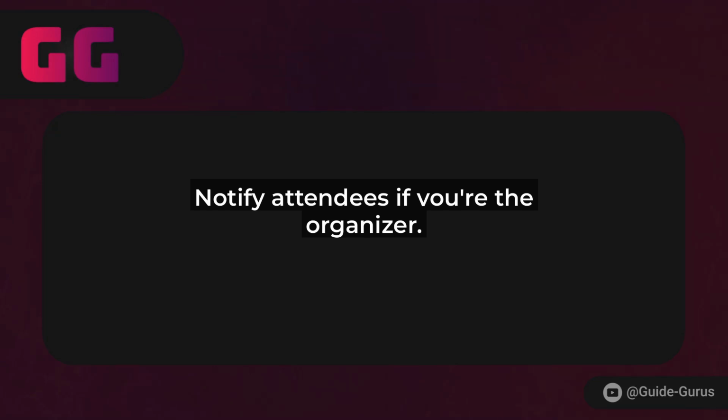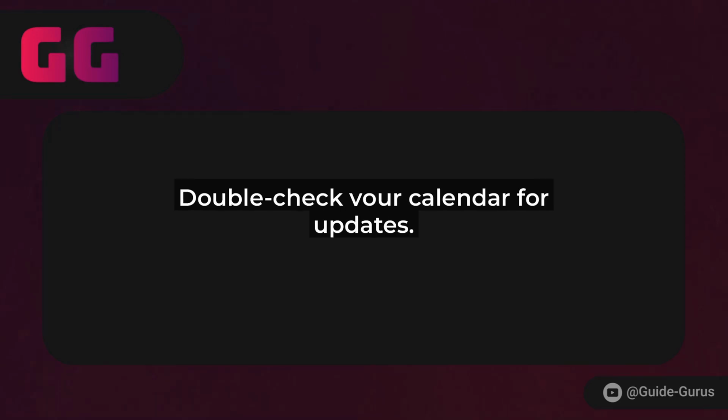If you accidentally delete the wrong event, don't panic. Use the undo option that pops up right after, or check your trash in Google Calendar to restore it. There you have it, folks. Canceling an event in Google Calendar is quick and painless, leaving you more time for what matters.